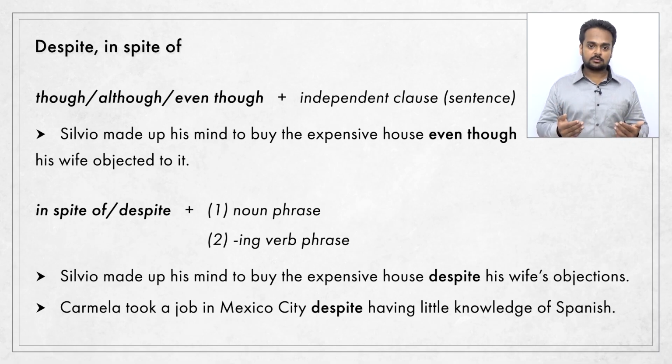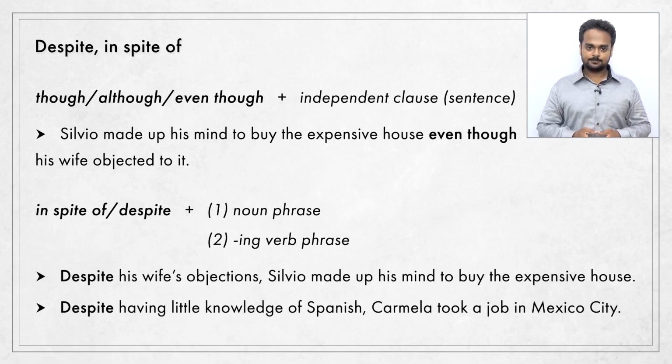Of course, in both sentences, you can use in spite of in the place of despite, in spite of his wife's objections, in spite of having little knowledge of Spanish, and the meaning would be the same. With despite and in spite of, you can rearrange the clauses. Despite his wife's objections, Silvio made up his mind to buy the expensive house. Despite having little knowledge of Spanish, Carmela took a job in Mexico City.